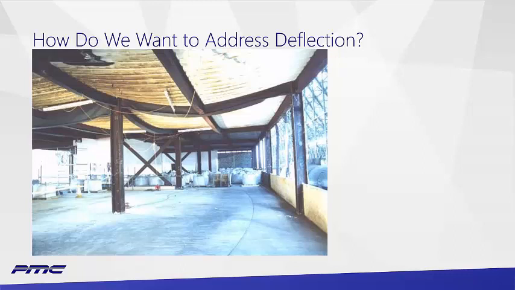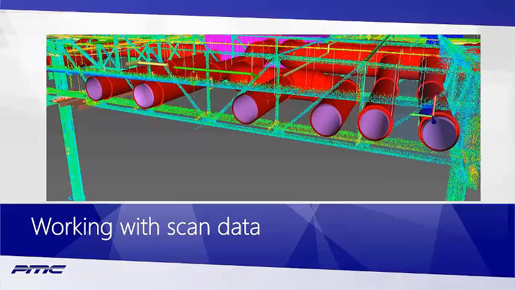And then what do you want to do if you did happen to scan while there was load on the roof and things are sloped down? Do you want to correct it or not? And again, this should just be discussed. There is no simple right or wrong answer to this. It's all based on the objectives of the project. So we're going to get into actually working with scan data.